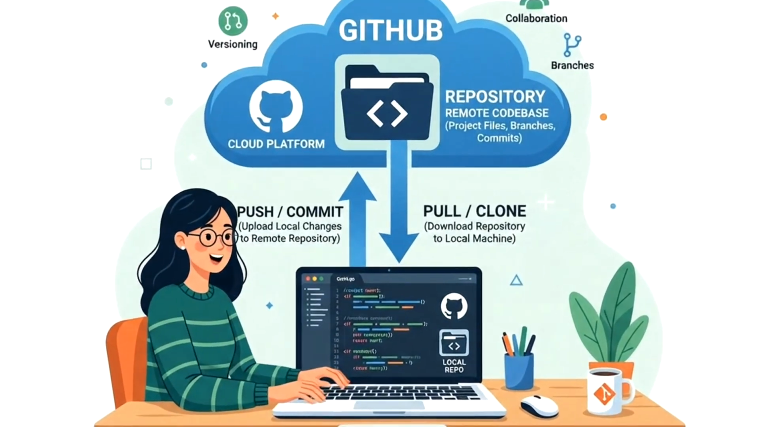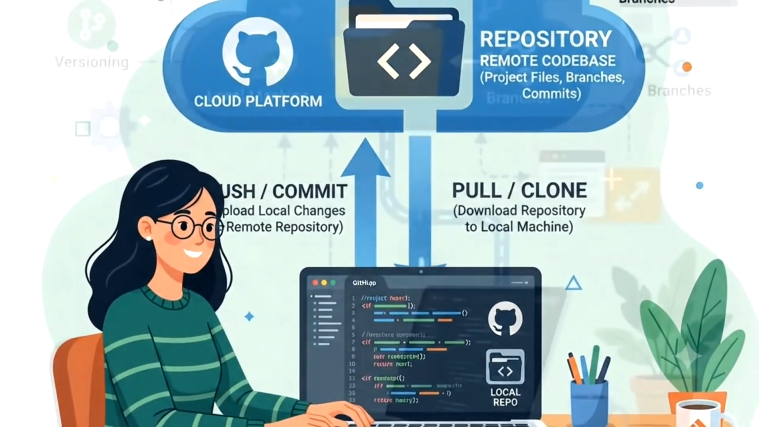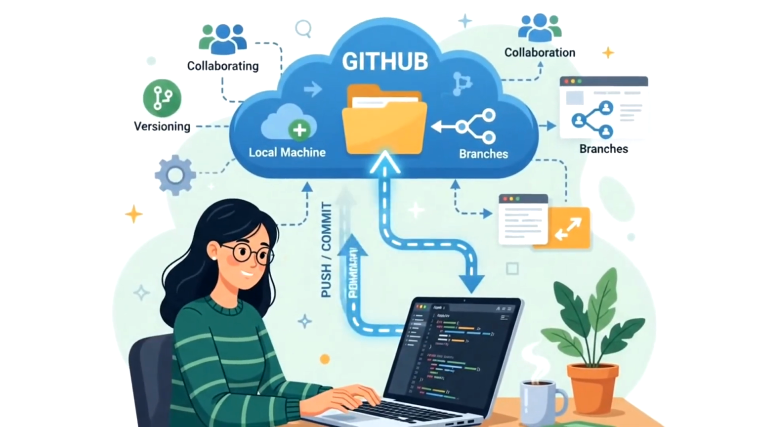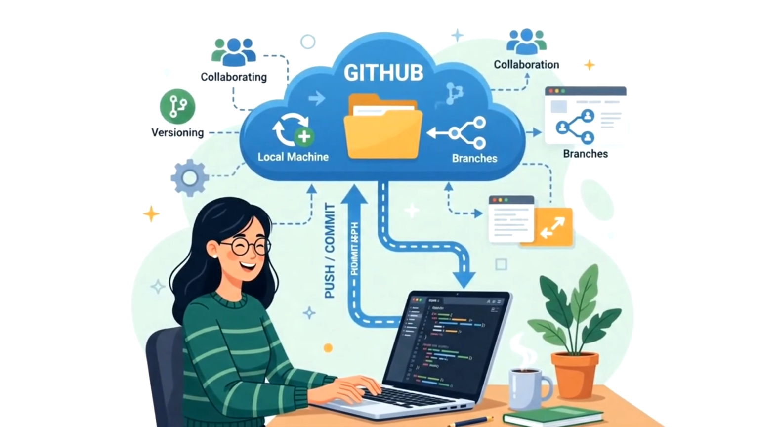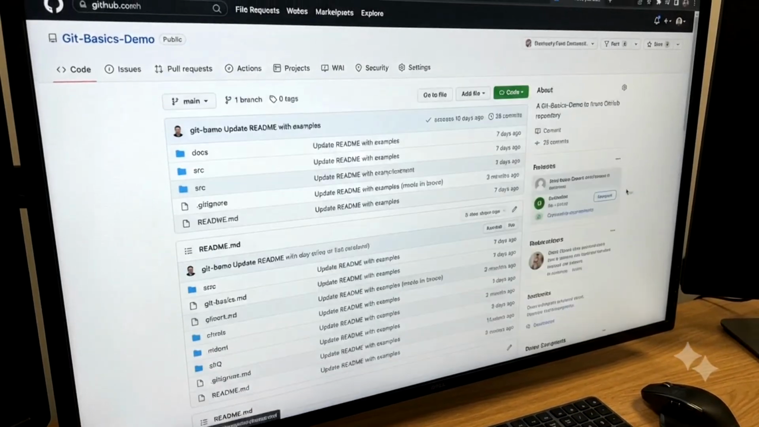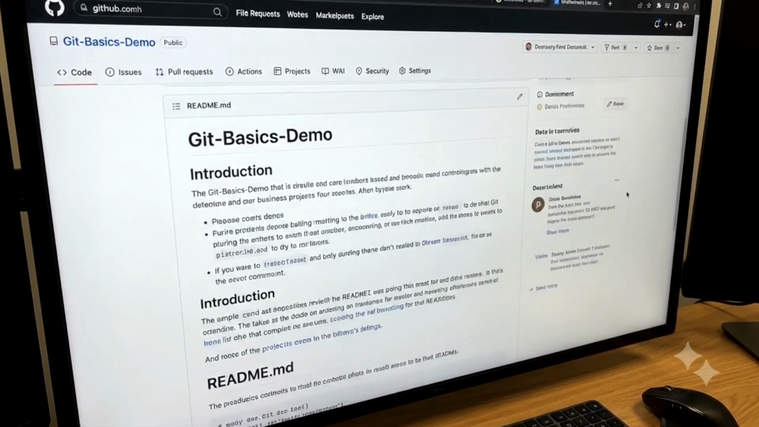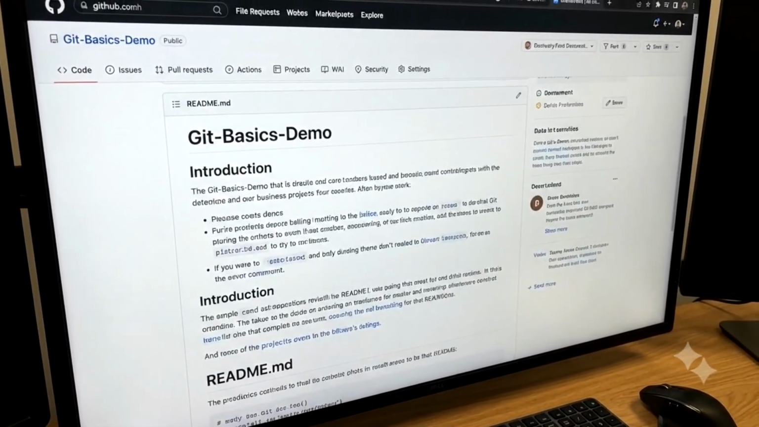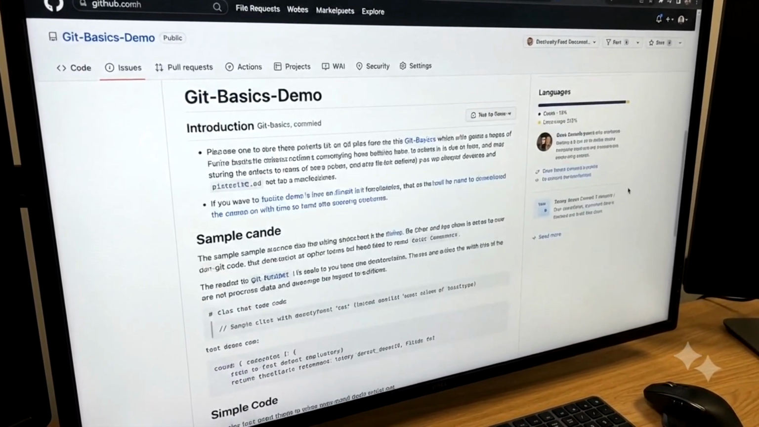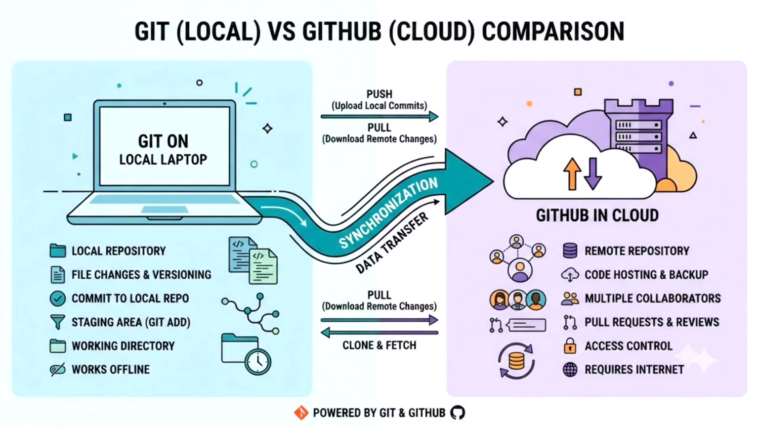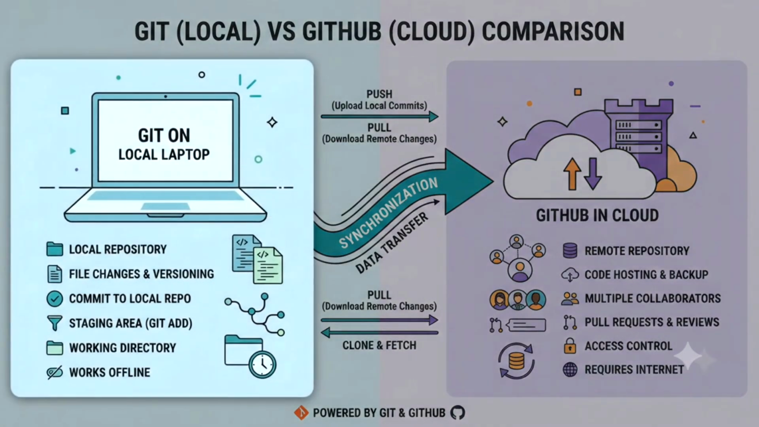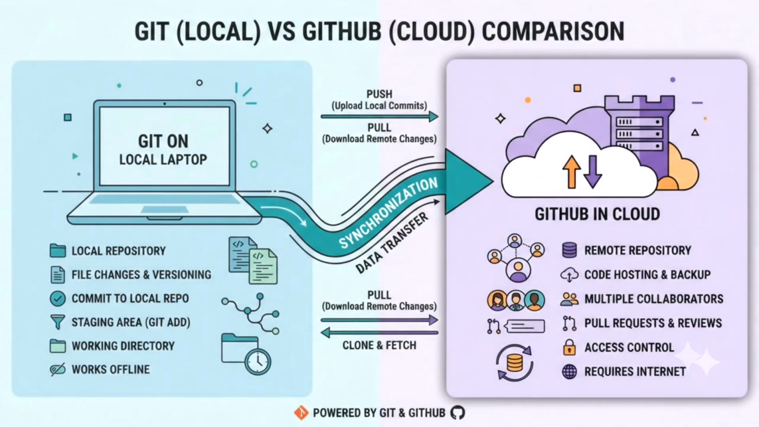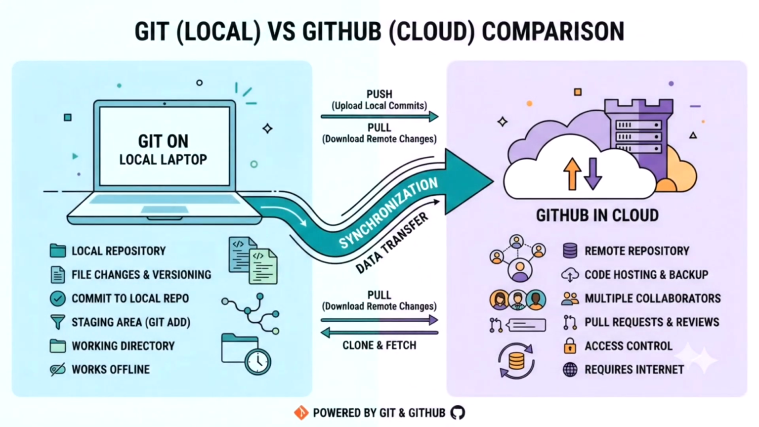So where do we store our Git projects online? That's where GitHub comes in. GitHub hosts Git repositories online. It lets you access your projects from anywhere and collaborate with other developers. Git and GitHub are different. Git manages your project history. GitHub stores that history online.